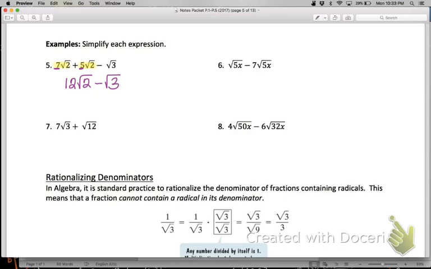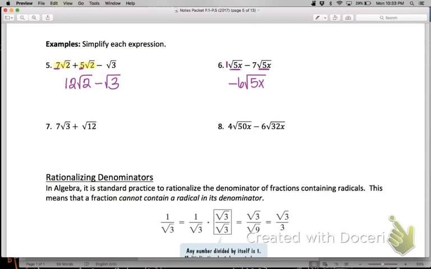Okay? Example 6, I have 1 square root of 5x minus 7 square root of 5x. Again, these match exactly, so we can go ahead and subtract, and I get negative 6 square root of 5x.